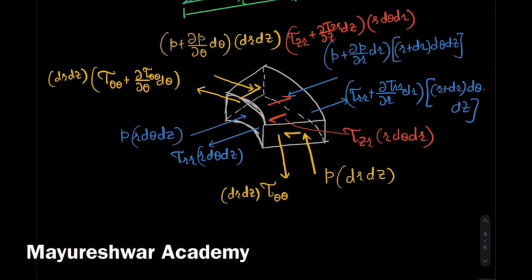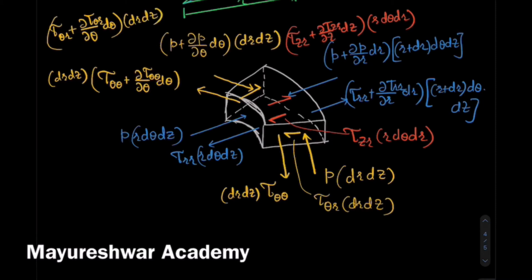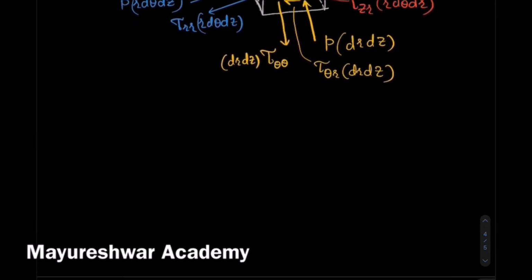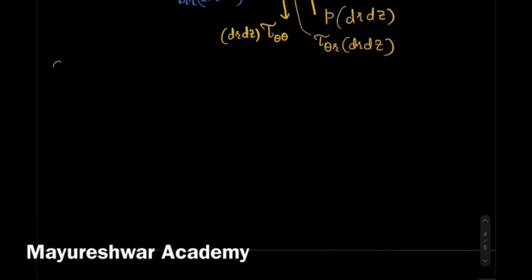So let us now try to sketch the components of shear stress along theta plane and directing along r direction. So this is tau theta r multiplied by area dr dz. Similarly on the other face we have tau partial derivative along theta direction, so d theta multiplied by dr dz. So this is this component. So these are components which are needed for formulating the r directional.